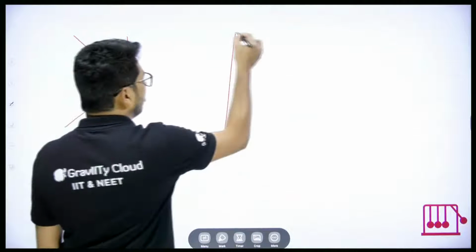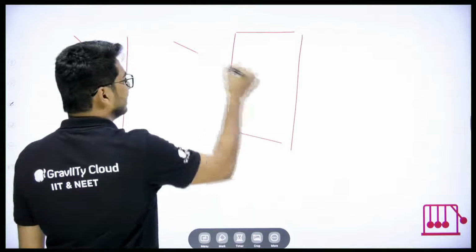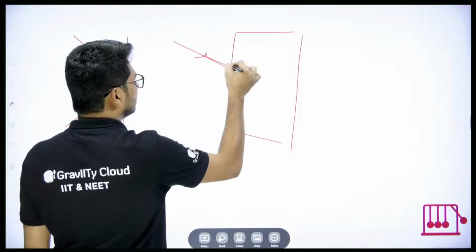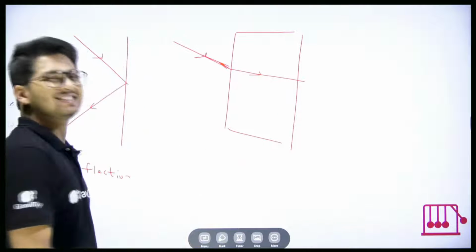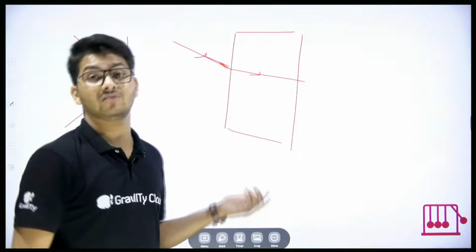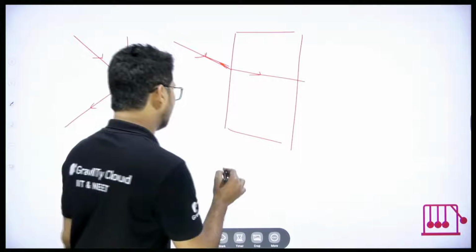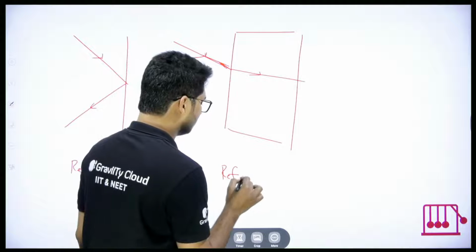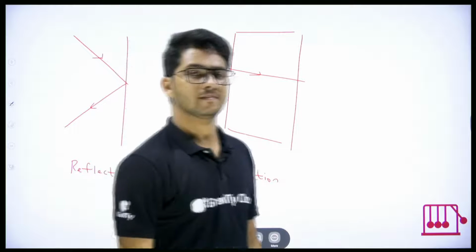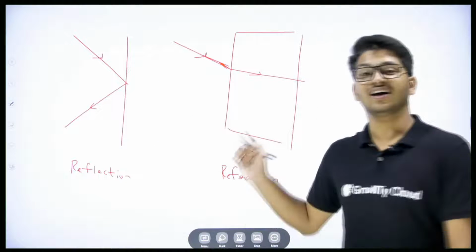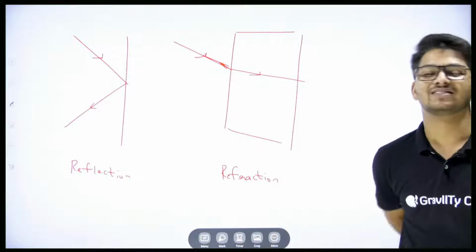Then in refraction also, what happens? Light is not absorbed per se. It just changes its direction when it enters. This is refraction. Right, and these two phenomena are completely different from scattering.